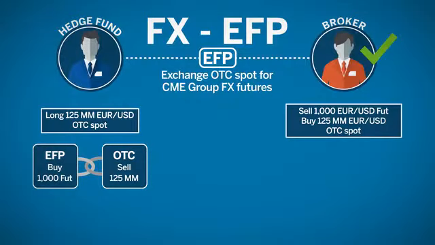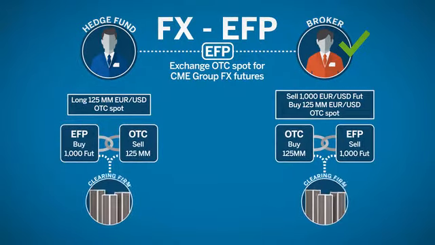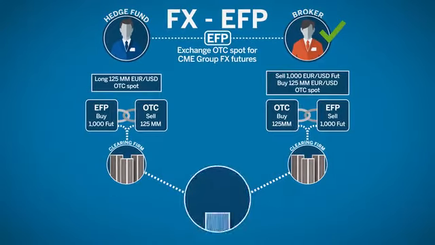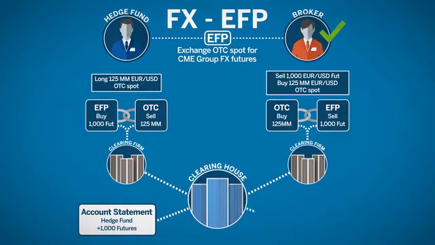The broker writes up the counterparty side of the transaction, which is buying 125 million euro/US dollar FX OTC spot and selling 1,000 euro/US dollar FX futures. Both parties report their side of the transaction to their respective clearing firms, which in turn submit each trade to the clearing house. Once the trades are submitted to the clearing house, the long futures position resides in the book of the hedge fund and the short position on the broker's customer account.